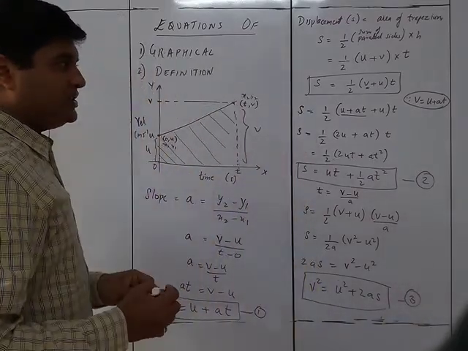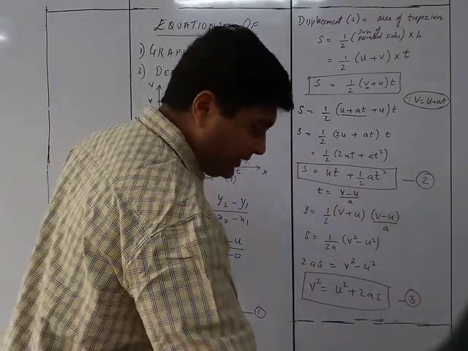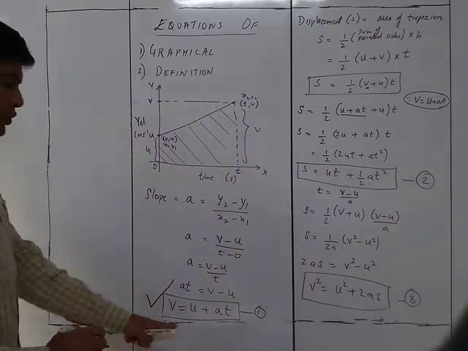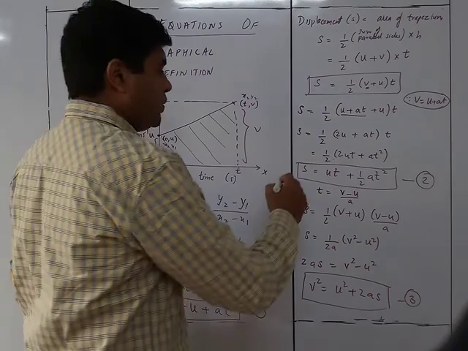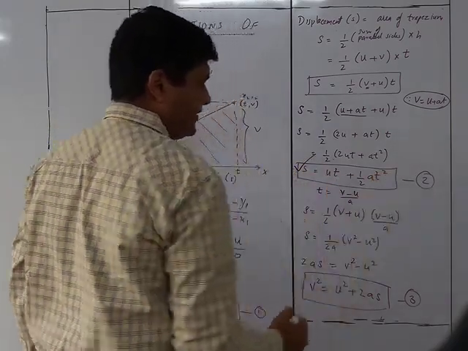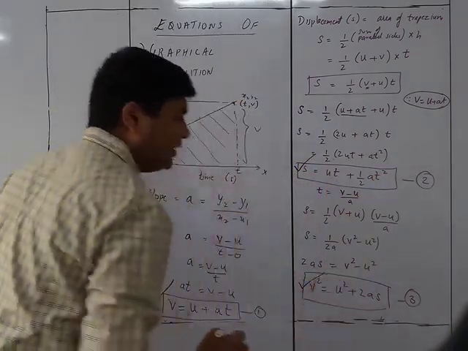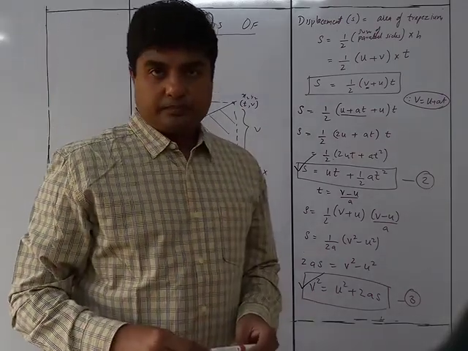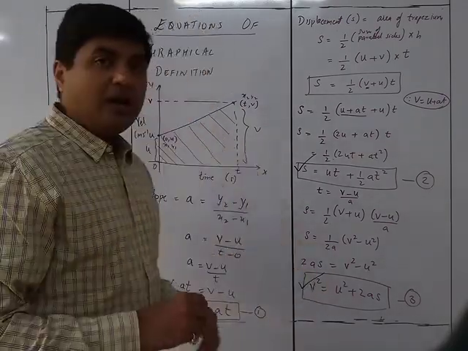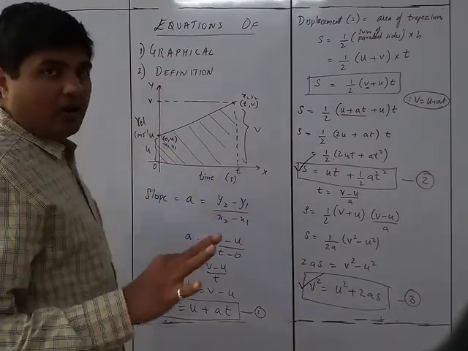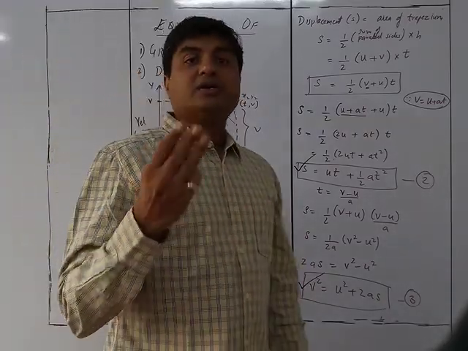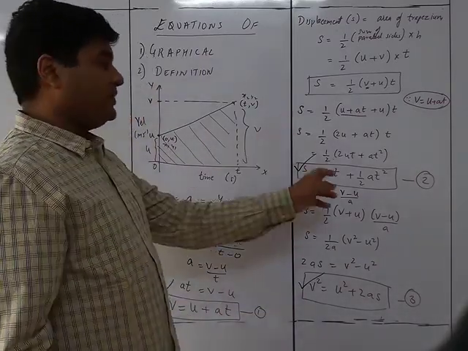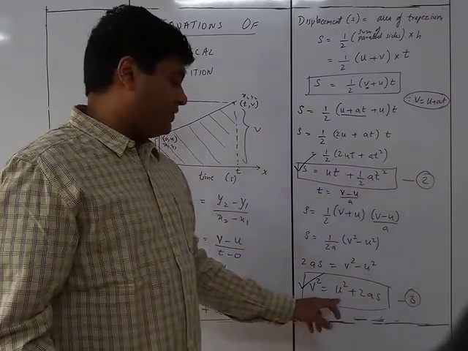So the three equations of motion are: the first one, v is equal to u plus at. The second one, s is equal to ut plus half at square. And the third one, v square is equal to u square plus 2as. This is how you are able to derive the three equations of motion: v is equal to u plus at, s is equal to ut plus half at square, and v square is equal to u square plus 2as.